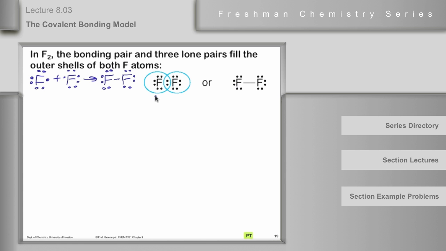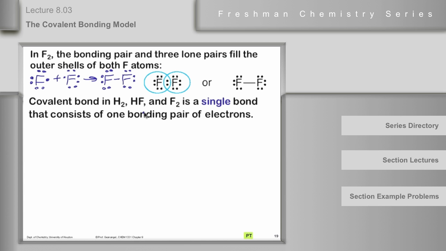That is necessary. And you need to do it in all the cases that we define as being sort of normal octet cases as opposed to expanded octet cases that we'll talk about later. So to summarize this, the covalent bond in H2, the one in HF, and the one in F2 is a single bond. It consists of a pair of electrons, and that's all we need to get an octet. Those are examples of molecules that contain only single covalent bonds.